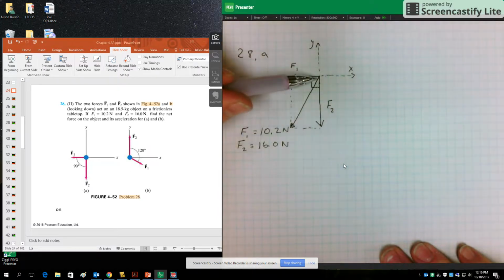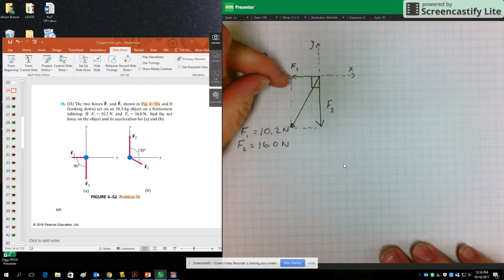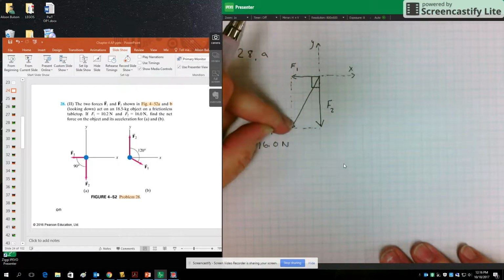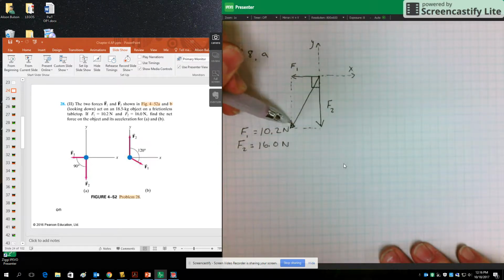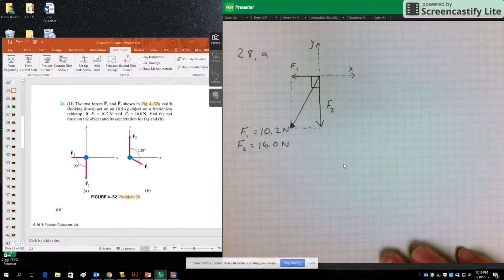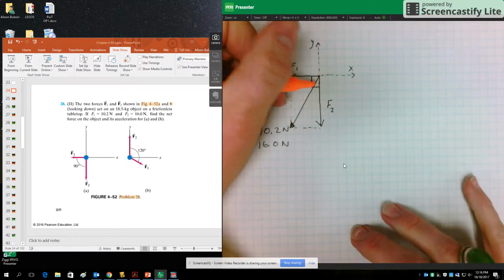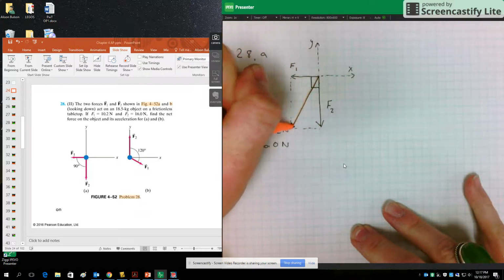This is the same as tip-to-tail, so here's F1, and then we would place F2 so that it begins at the end of F1 and comes down here. And again, the resultant will be from the start of F1 to the end of F2. So either way you do it, you get the same resultant vector. And either way you do it, this resultant vector is the hypotenuse of a right triangle.